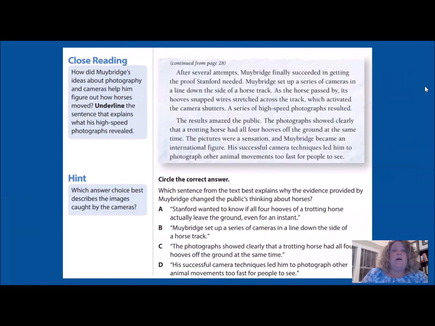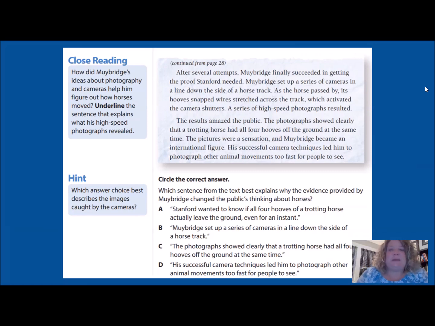So we're going to continue to read, and as we're reading, I want us to think, how did Muybridge's ideas about photography and cameras help him figure out how horses move? And we're going to underline the sentence that explains what his high-speed photographs revealed, okay? So let's continue on reading.